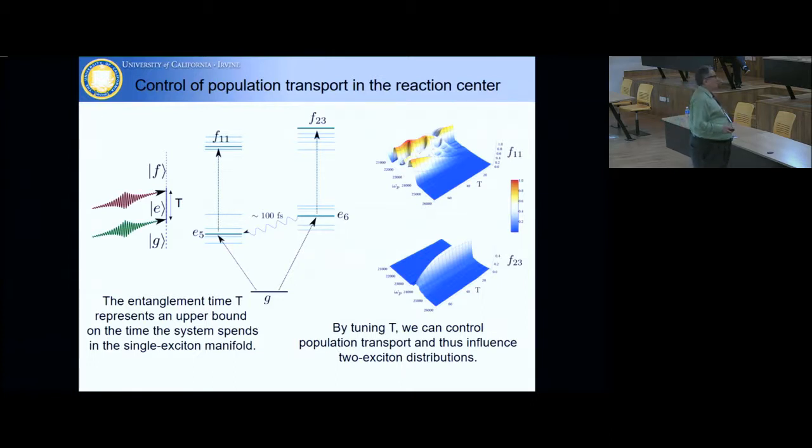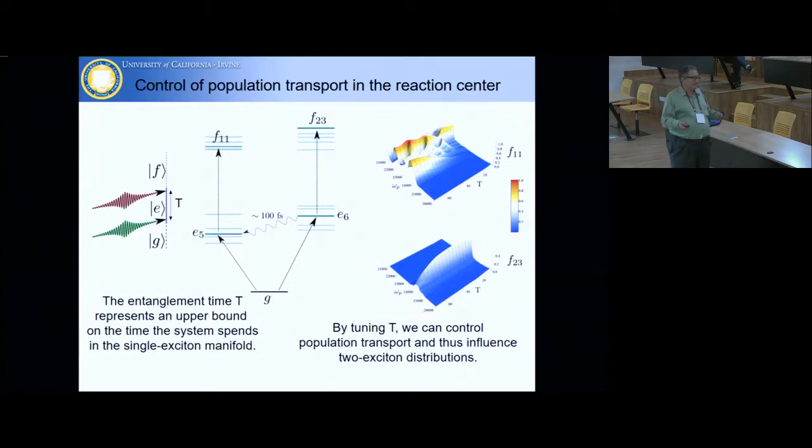This is true, but then you lose the spectral resolution, because when you use a very short pulse, you cannot probe the F states with high spectral resolution. If you make the pulse longer, you increase the spectral resolution, but then you cannot compete with this relaxation.